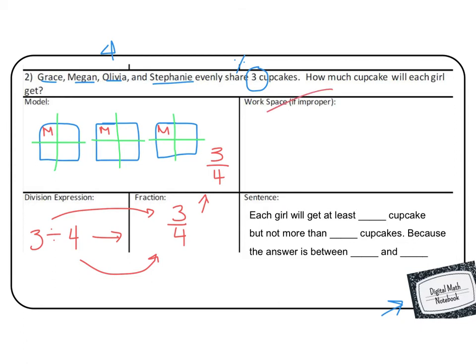Let's complete the sentence to justify. Each girl will get at least, well, they won't get one whole cupcake, so they'll get at least nothing. They'll get no cupcakes, but they will not get more than one cupcake, because if they each got one cupcake, then there would be 4 cupcakes, and there's not. There's only 3. Our answer is between the numbers 0 and 1. Pause to type in all the boxes before going on to the next page.